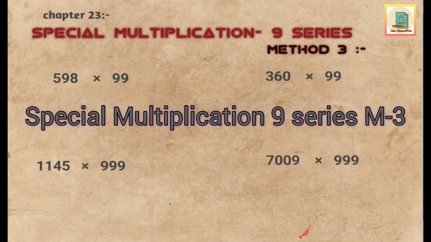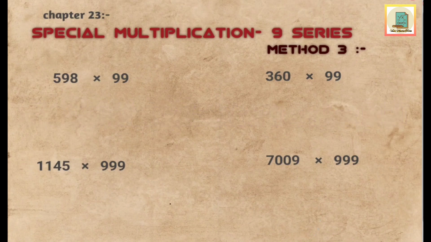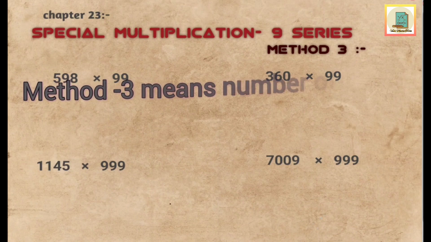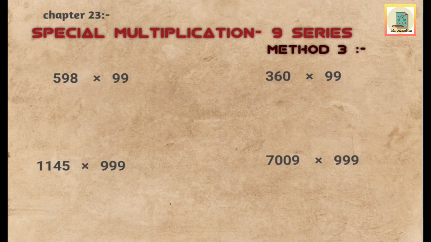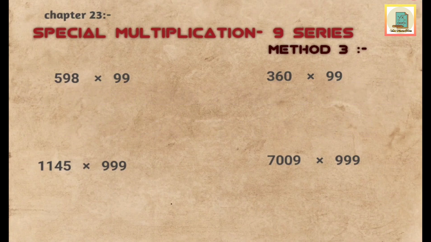So now today's video is about special multiplication method 3. Here method 3 means that the number of digits of the first number is more than the number of nines. So now let's understand by taking examples. This method is a little complicated, so please understand it very carefully.